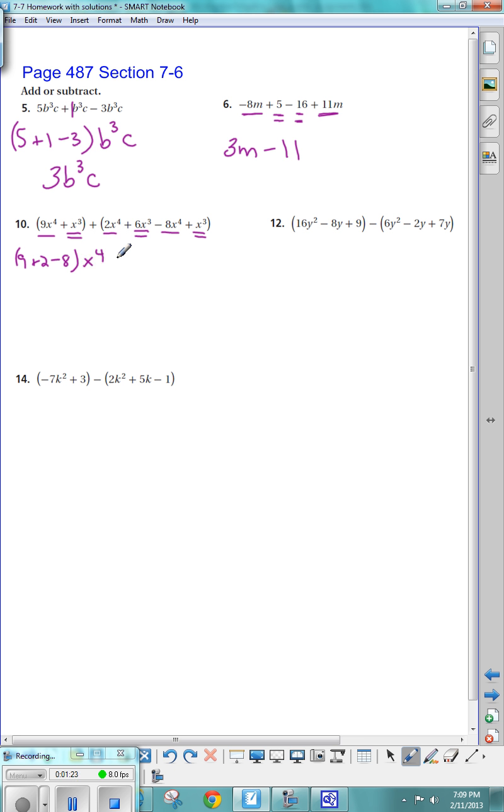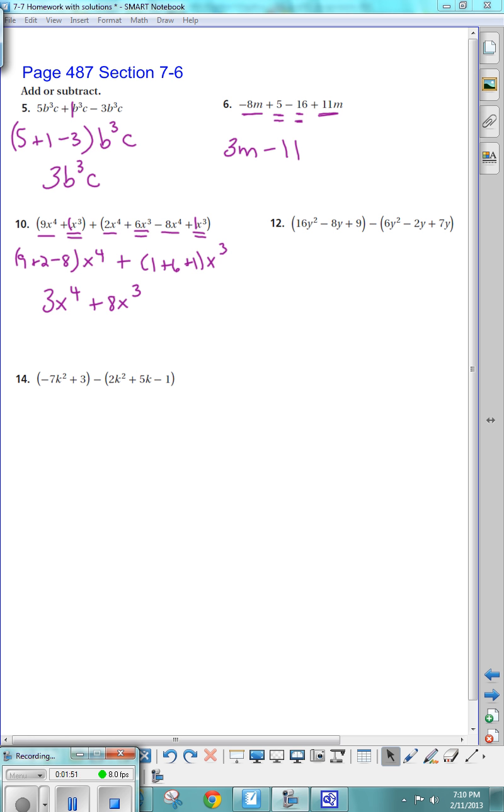Okay. Then I can add the 1, the 6, and this 1, and all of those gets multiplied by x cubed. So 9 plus 2 is 11. 11 minus 8 is 3. So I actually get 3x to the 4th. And then 1 plus 6 plus 1 is going to be 8, and I've got x cubed.